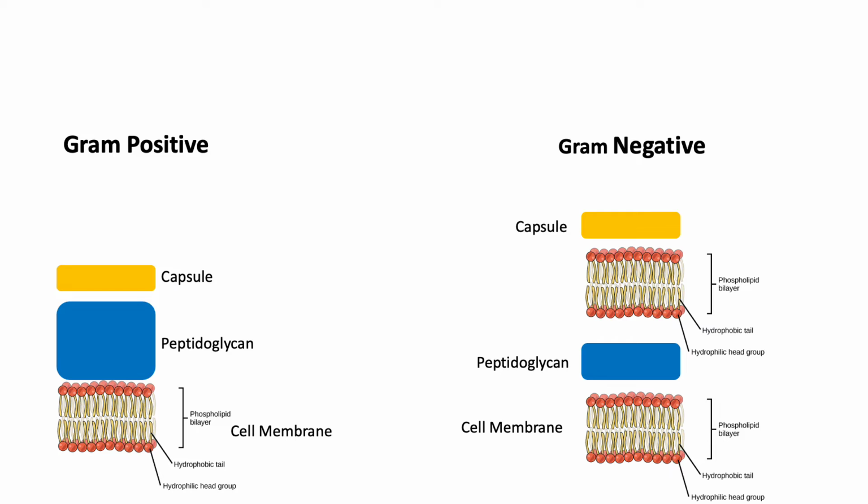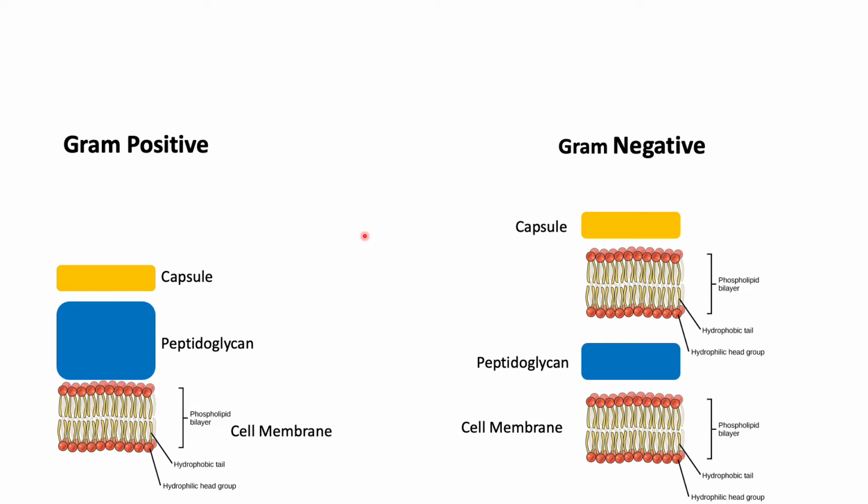Now, if we take a closer look at the structure of gram-positive and gram-negative, we can see that the gram-positive have their single cell membrane, the gram-negative have two cell membranes, gram-positive have a thick peptidoglycan cell wall, gram-negative have a thin peptidoglycan cell wall, and they both have that capsule.